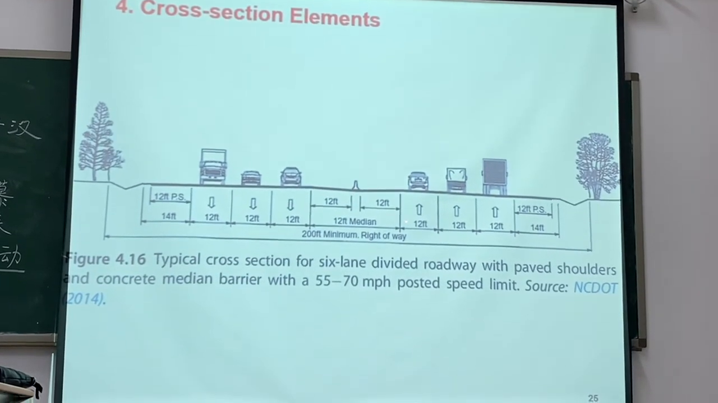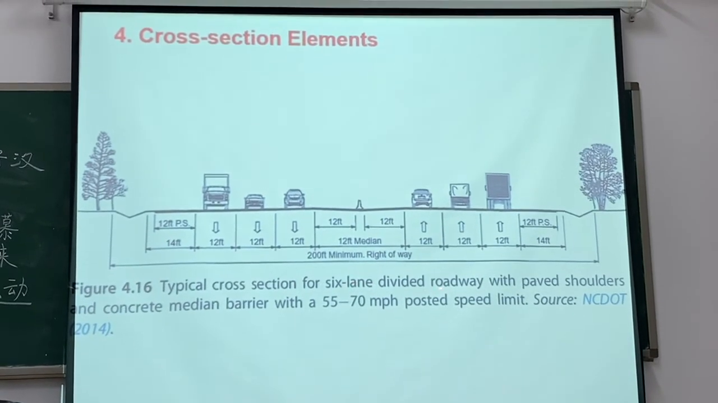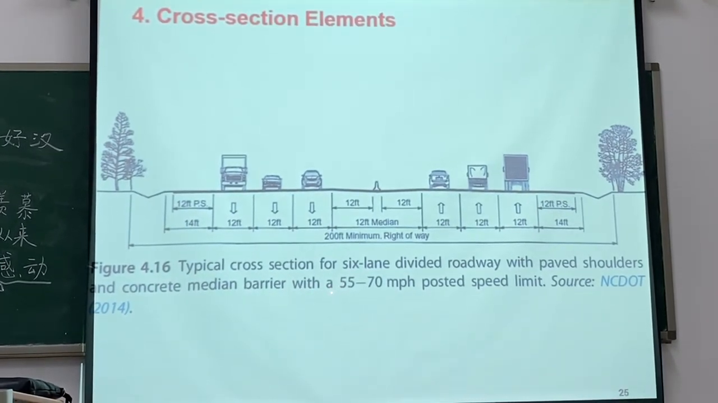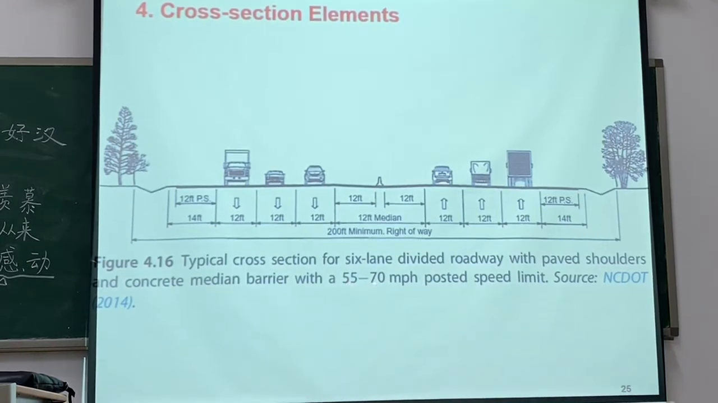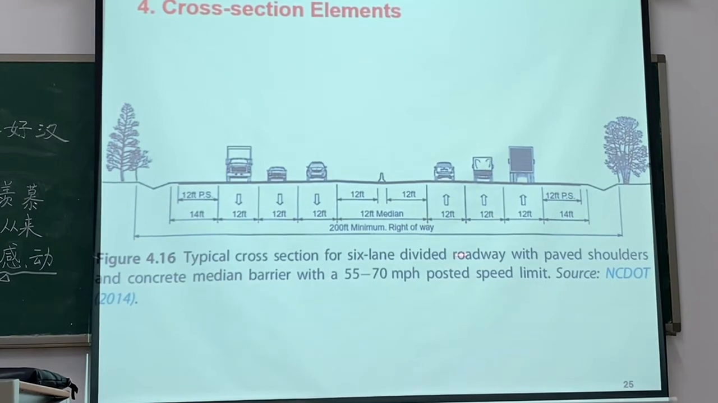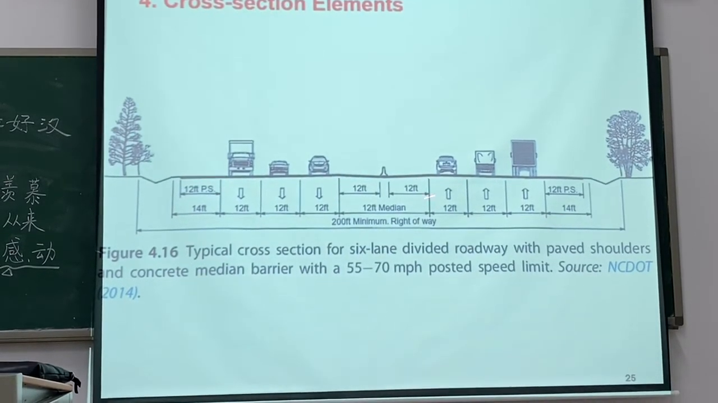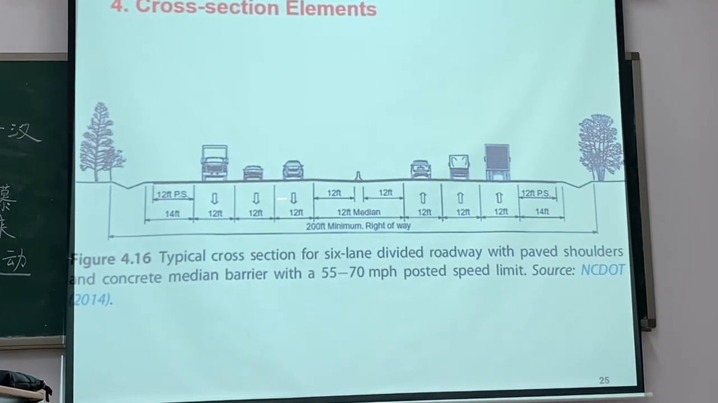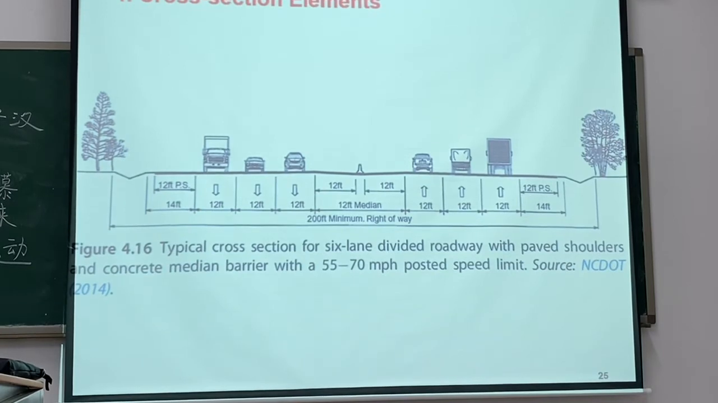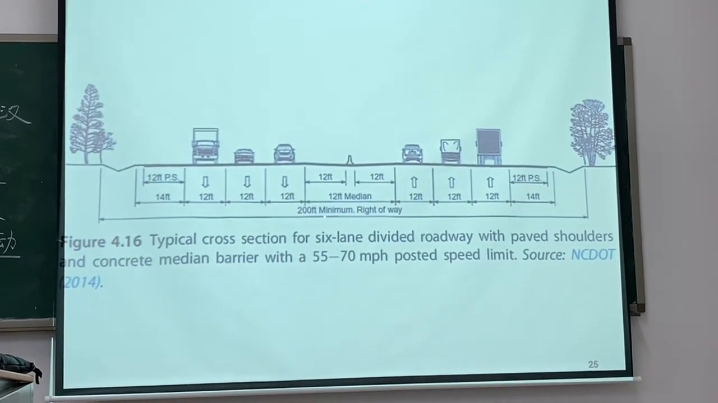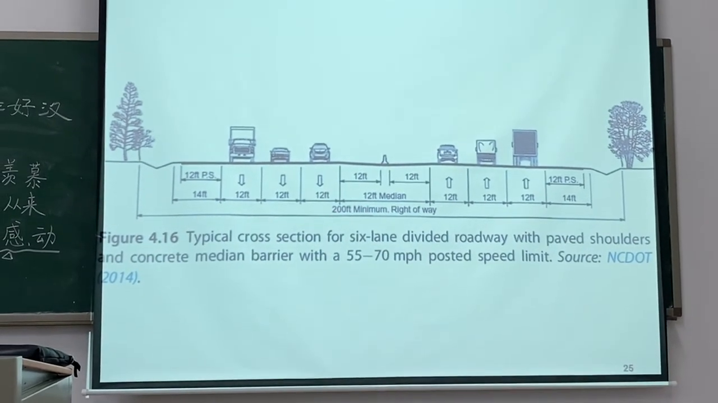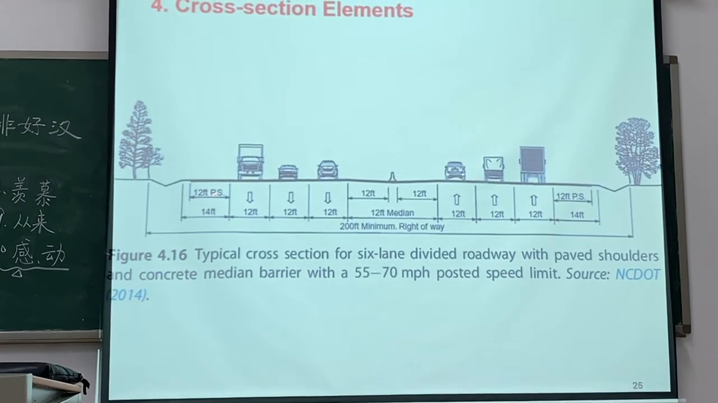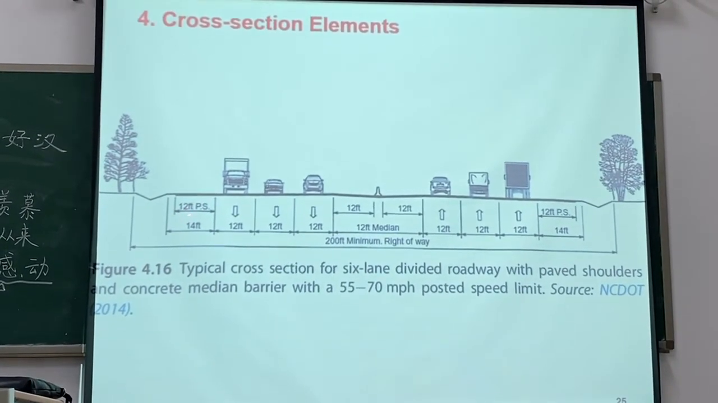On this, we can know the typical cross section for a six-lane divided roadway with paved shoulders and a concrete median barrier with a 55 to 70 mph posted speed limit. Freeway. This cross section is mostly for freeways. The minimum right of way is 200 feet. There are 6 lanes, and the paved shoulders are 12 feet.